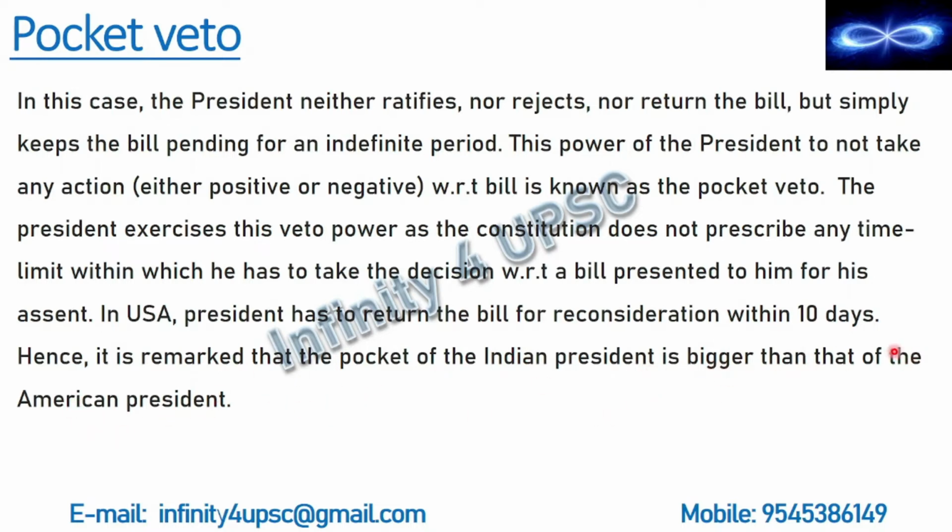Now, this statement is also a very important statement because I think a mains question was asked based on this: the Indian president's pocket is bigger than the American president's pocket. Comment on it. So, the answer is the pocket veto, and the reason is the constitution does not prescribe any time limit. And one more thing that you need to note is, in this video, this is the second difference that we are seeing with respect to India and USA.